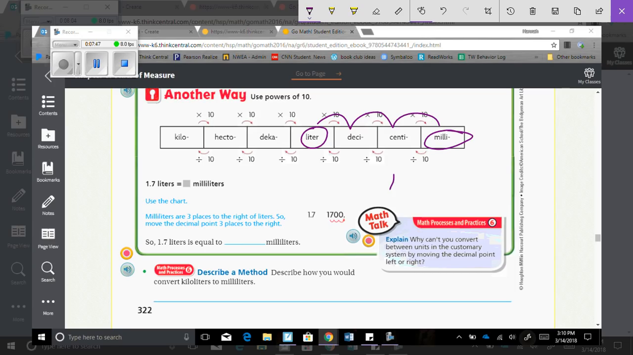So if we have 1.7, we're going to go 1, 2, 3 places to the right, which now makes it 1,700 milliliters.